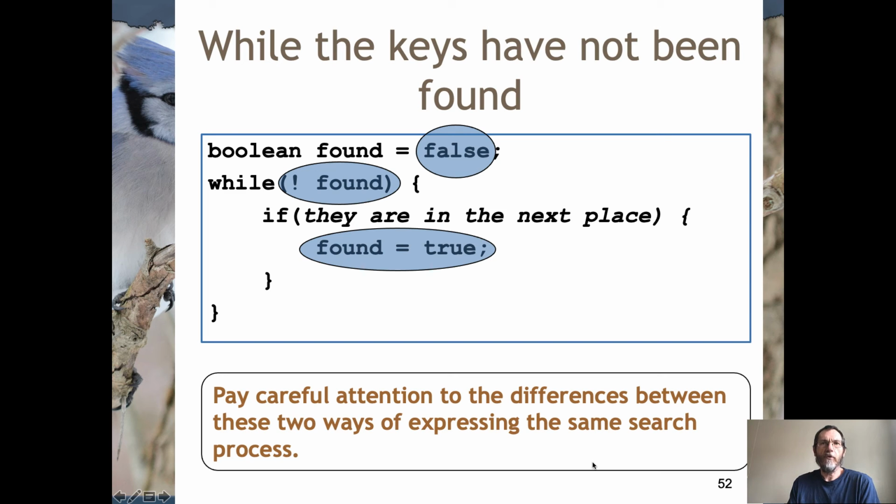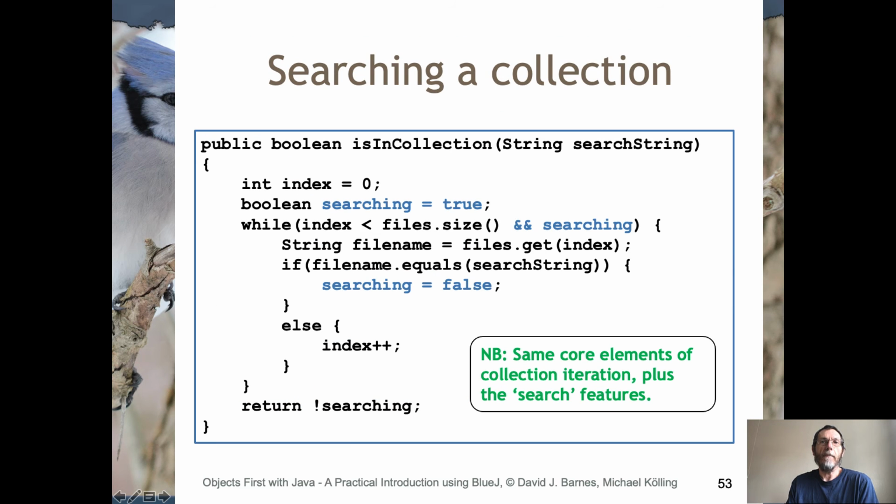So let's move on from the hypothetical situation of looking for keys, and now let's think about searching a collection for a particular item that matches some condition. We're back again with our music organizer project, and what we're interested in finding out is whether there is a file name inside the collection that exactly matches some particular search string that we're looking for.